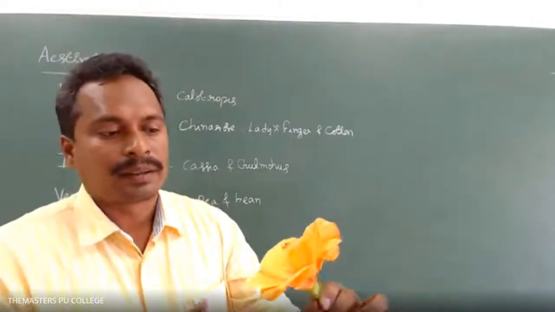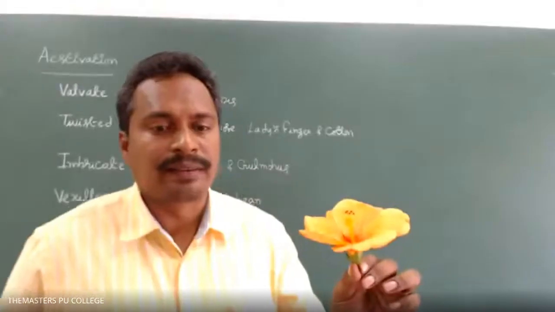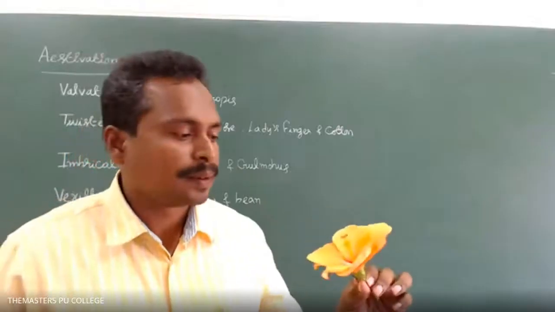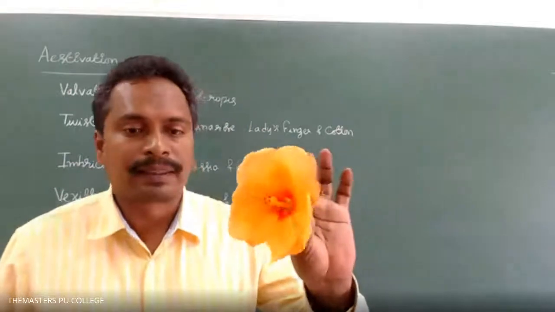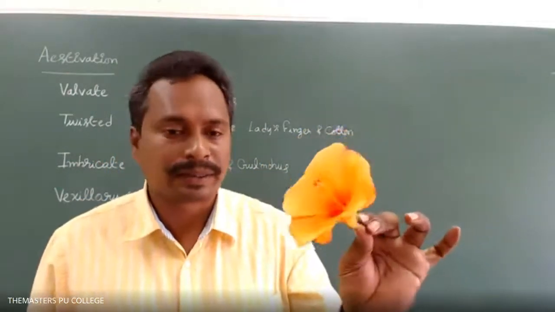Calotropis is an example for the valvate type of estivation. Then Hibiscus is twisted estivation. Yes, twisted estivation. Clear? Have you seen clearly this arrangement of the petals? Yes, sir.